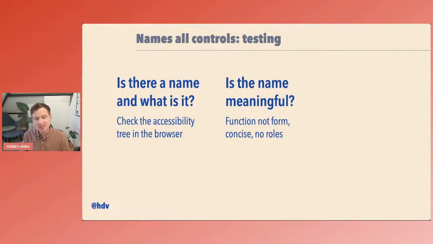And lastly, you don't need to add any roles inside of your name. So you don't need to call it "send button." You just call it "send." And the assistive technology is going to add the word button because it knows that it's a button. It will take that information from the role.